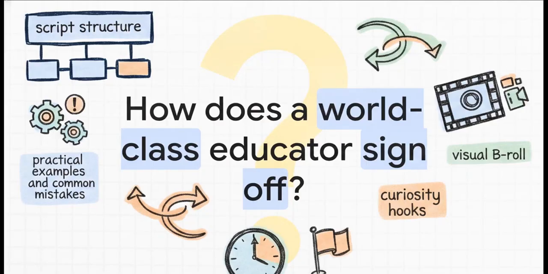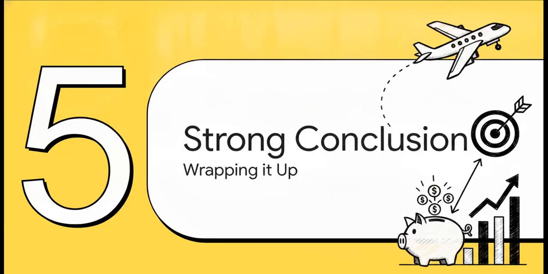So think about it. We've built the script structure, we've integrated practical examples and common mistakes, we've added our curiosity hooks to keep attention, and we've plotted out all our visual B-roll. We are nearing the very end of our 8 minutes, but how exactly does this master blueprint demand we actually end the lesson? That leads us right into section 5, the strong conclusion, wrapping it up.